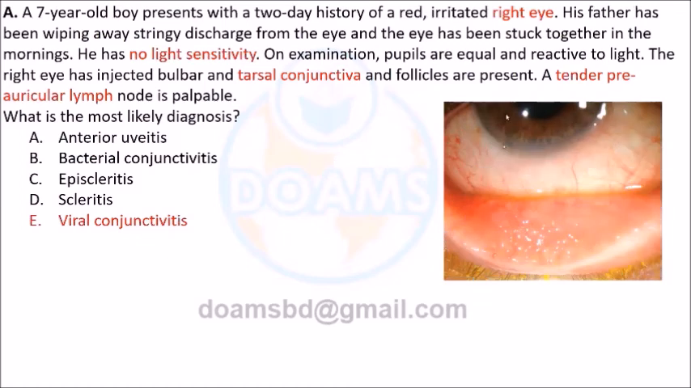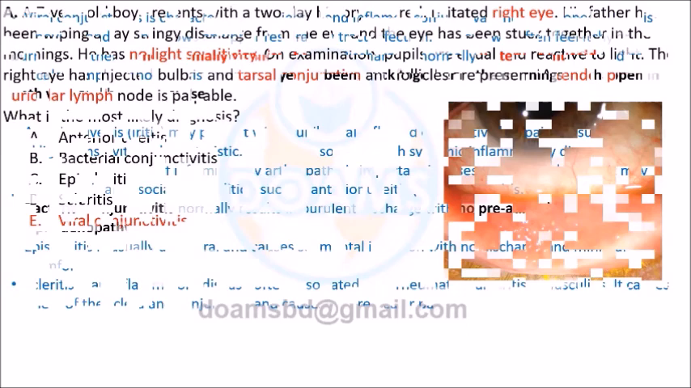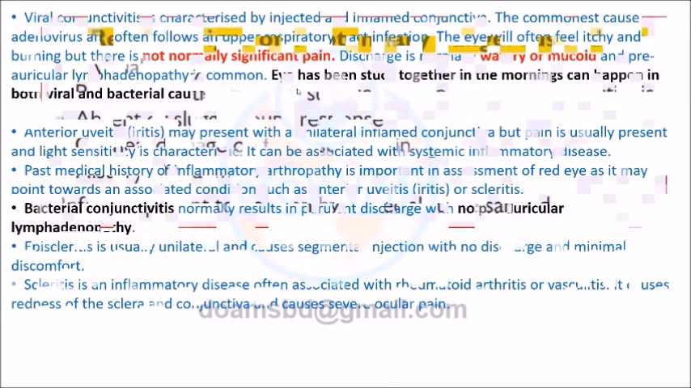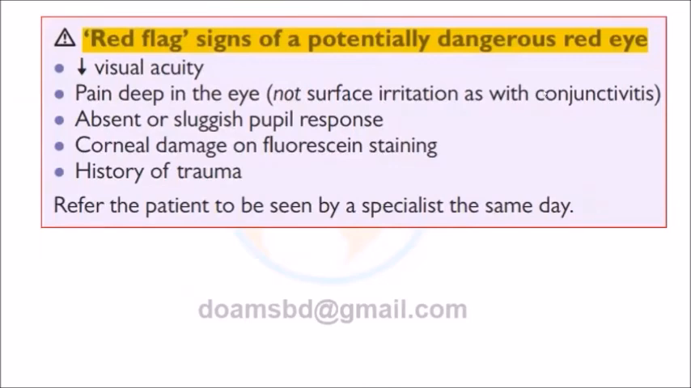Interesting answer, doctor. Viral. This is an interesting answer because in bacterial conjunctivitis, lymphadenopathy is unlikely, remember. The stickiness of the eye can happen in both viral and bacterial. Bacterial conjunctivitis normally results in purulent discharge with no pre-auricular lymphadenopathy. Lymphadenopathy happens in viral. This is the message.